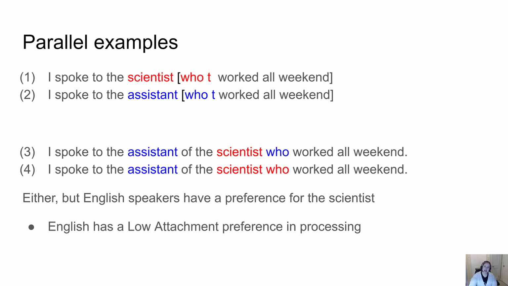And if we did that and we changed it, it wouldn't be ambiguous at all. I spoke to the scientist's assistant who worked all weekend. And the only person who could have worked all weekend in that case is the assistant. So in English, by the fact that we spell out the assistant to the scientist, we have a tendency to parse it as the lower DP.